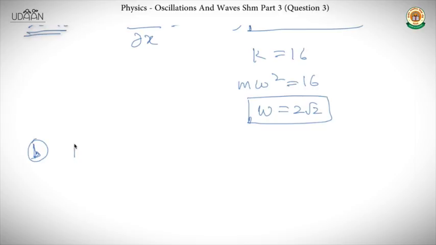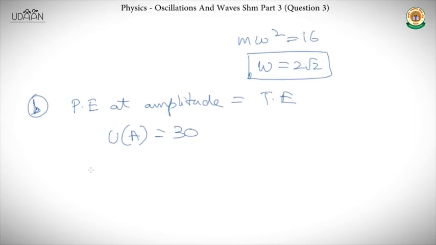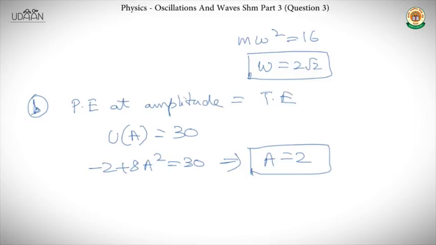So potential energy at amplitude is equal to total energy. Alright. So U of A is equal to 30, which is given. From this you get minus 2 plus 8A square as 30, which implies A is equal to 2. Okay, so we found the amplitude as well.